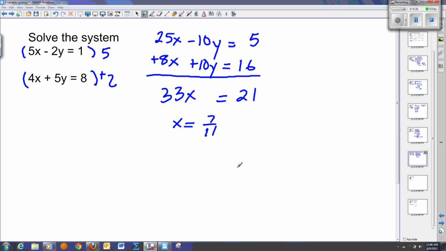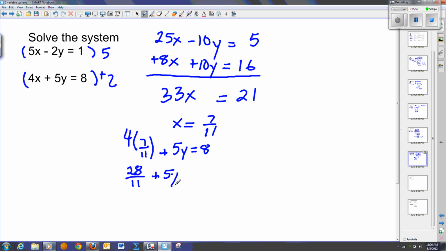So now if I want to go back and find the y value, again, I'm going to substitute back in. It's not quite as pretty this time, but we'll do it. We have 4 times 7 over 11. I'm using the bottom equation because it appears to be a little bit smaller. Plus 5y is equal to 8. With 28 over 11 plus 5y equals 8.